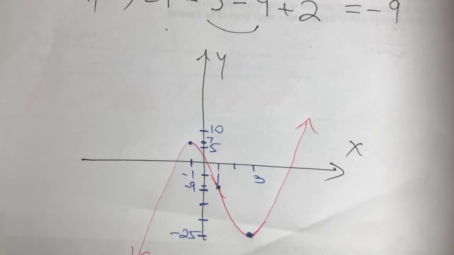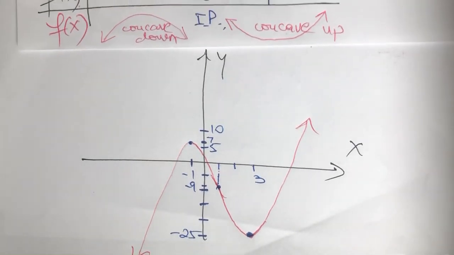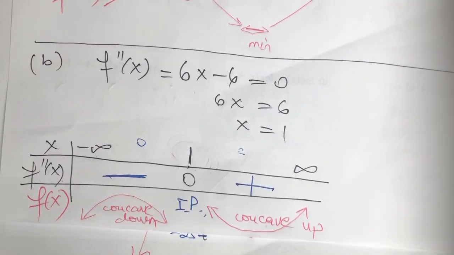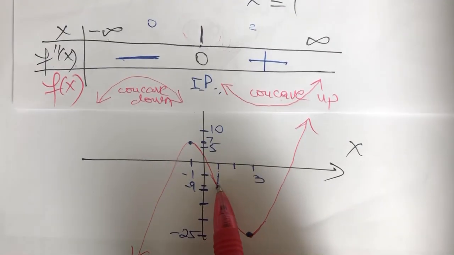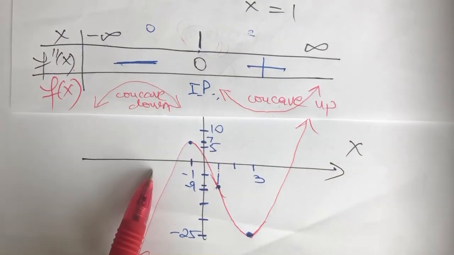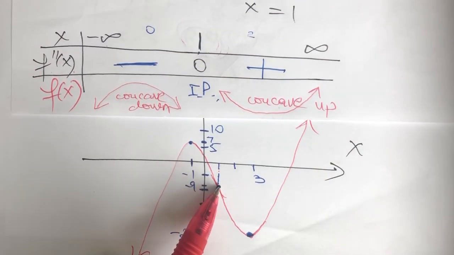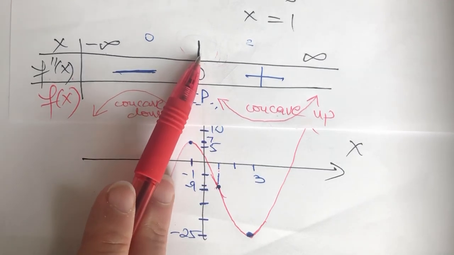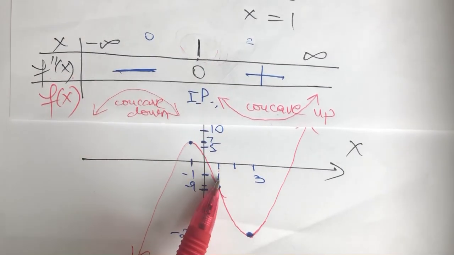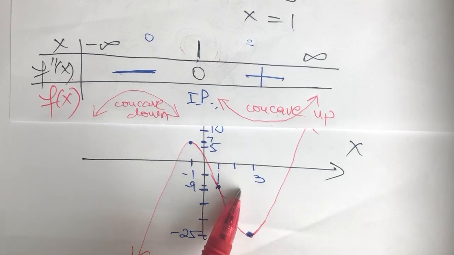Okay, so again, how did I know that? Out of my sign diagrams, yes? It says right here, at 1 is where we're changing concavities, right? So the graph starts looking down up until x is 1, right? So it's about the x values. And then it's going to start looking up after that.